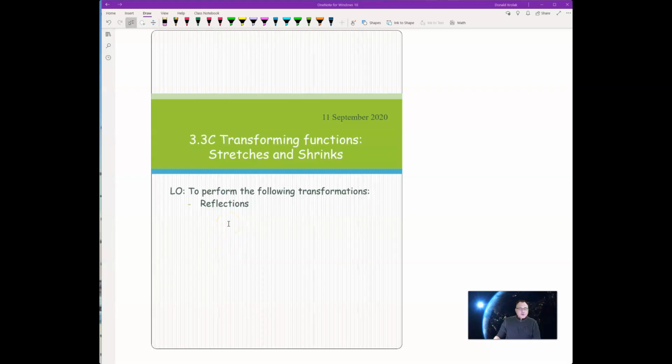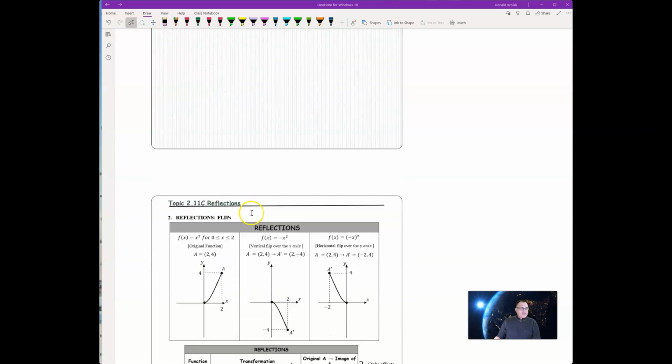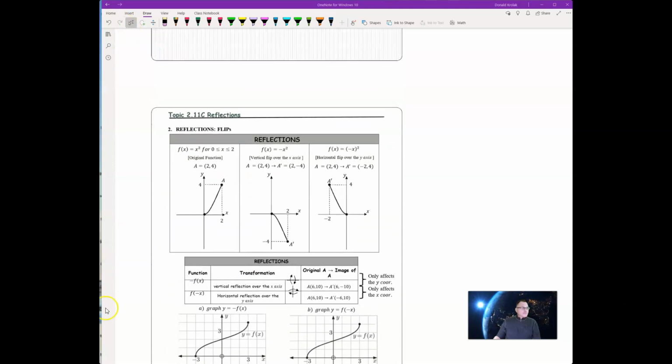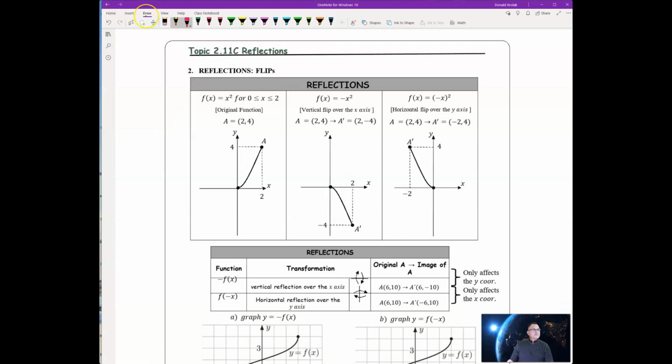So today we're going to perform the following transformations, reflections. So we have two types of reflections. We have one where we flip it over the x-axis, that would be a vertical reflection, and one that we flip over the y-axis, which is a horizontal reflection.